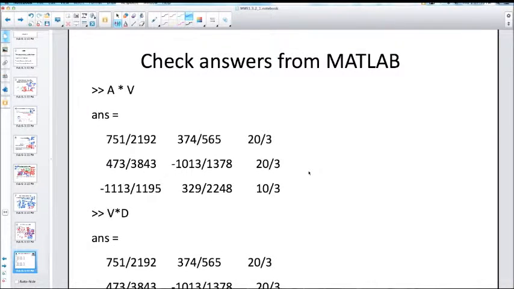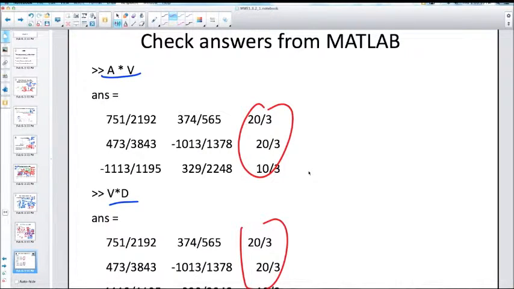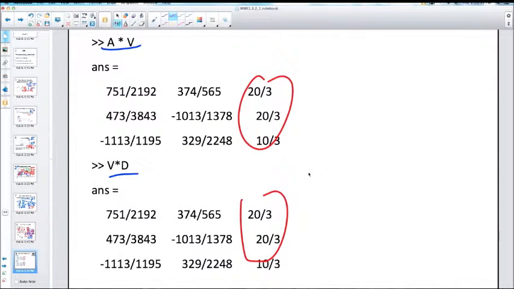Now, this is how we check by MATLAB. When you finish it, don't forget just one line to check. Look at the AV on the left, look at the VD on the right hand. What do you find? They're the same. Let me just scroll down. They're the same.